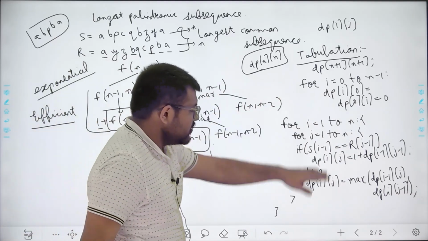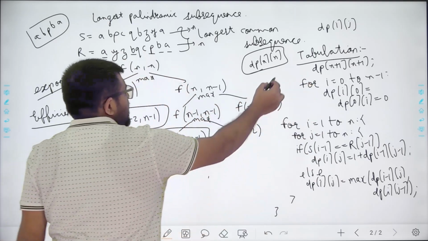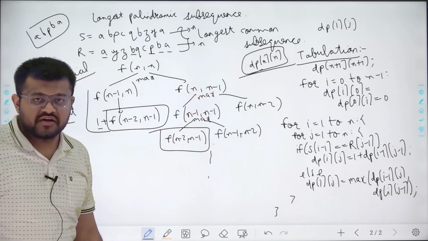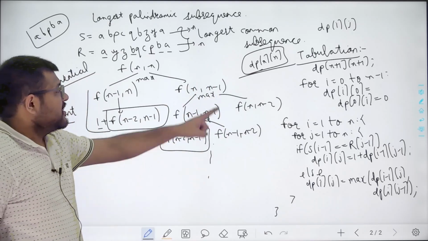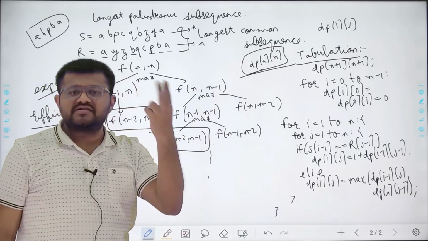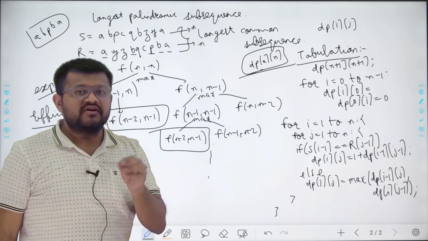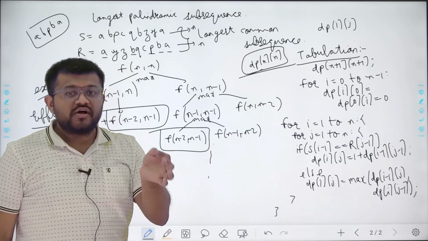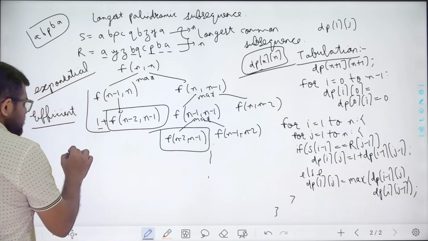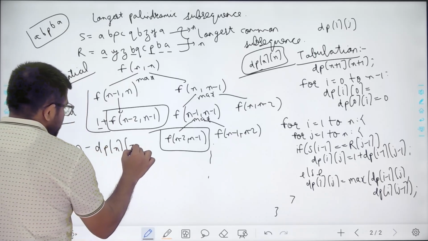So the whole table of size n cross n will be filled, and finally I will get dp of n, n, which is the length of the longest common subsequence. What will be my answer? This is the length of the longest common subsequence in S and R, where R is the reverse of S. So it is also the length of the longest palindromic subsequence in string S. For the remaining characters, I need to insert one character each, and that would be the minimum number of characters. So my answer would be n minus dp of n, n.